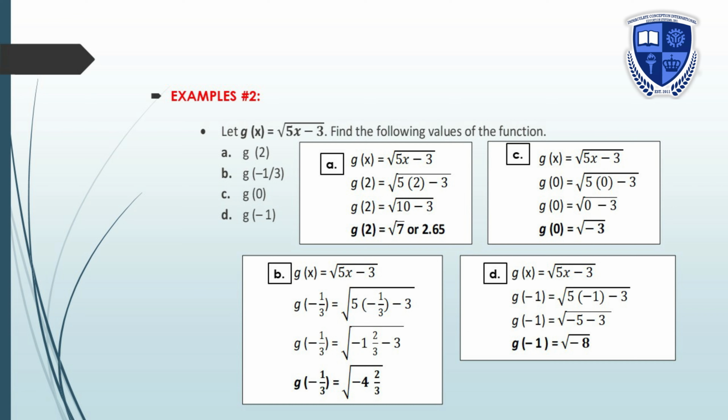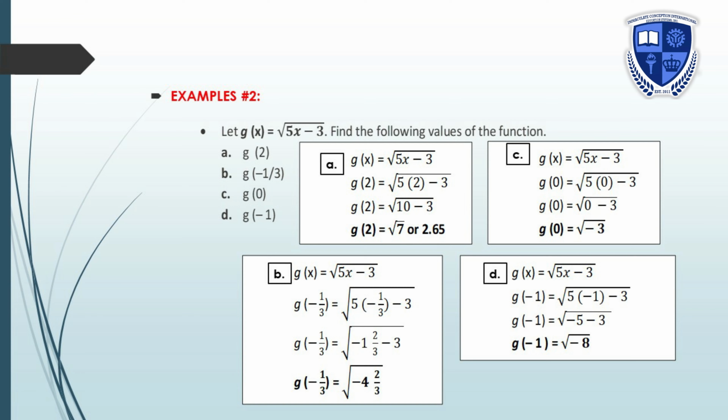Letter C, same given. Square root of 5x minus 3. So, ang value po ng ating x ay 0. So, 5 times 0 is equal to 0. Then, bring down negative 3. 0 minus 3 is equal to negative 3. Then, copy the square root. So, our answer is square root of negative 3.